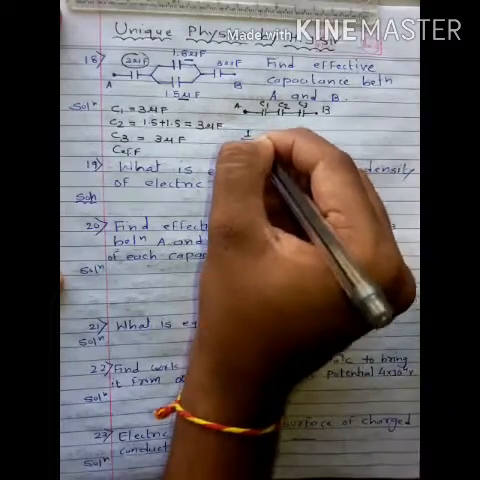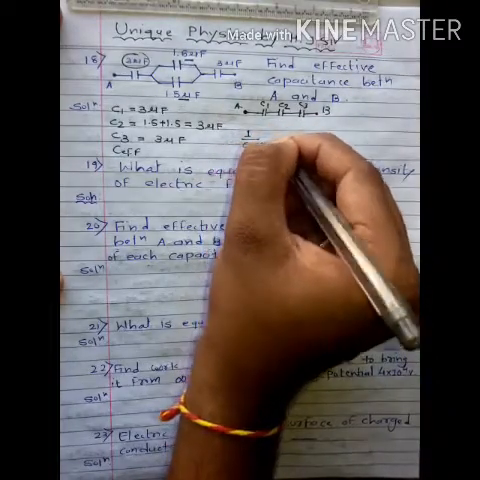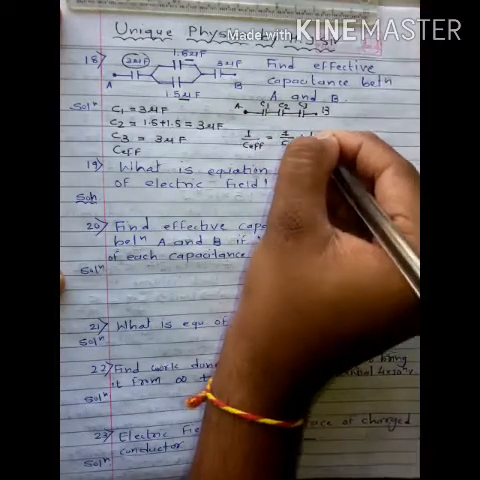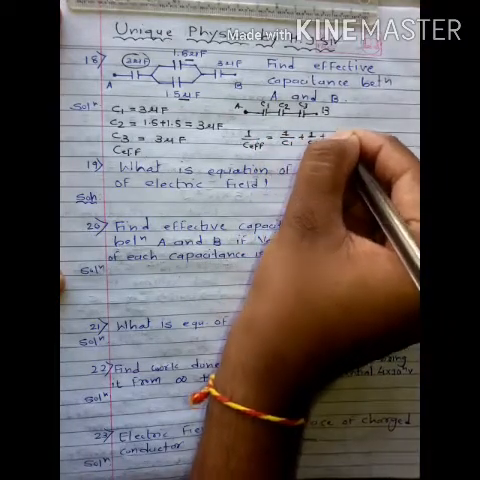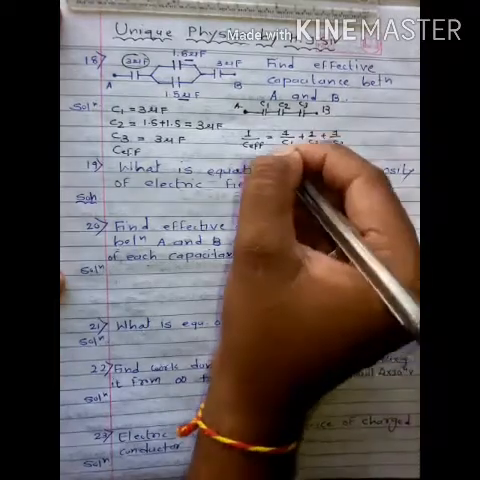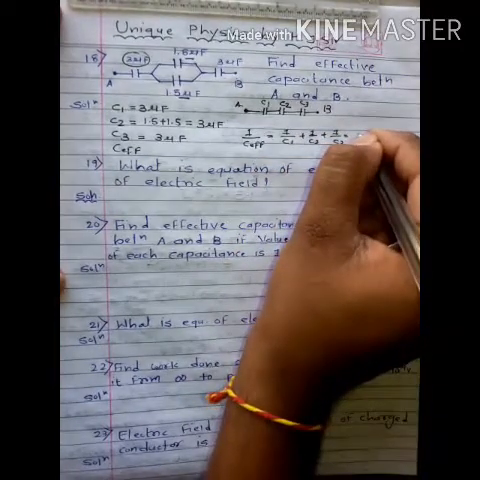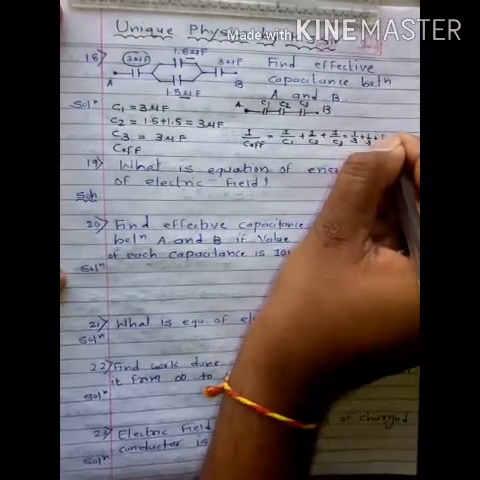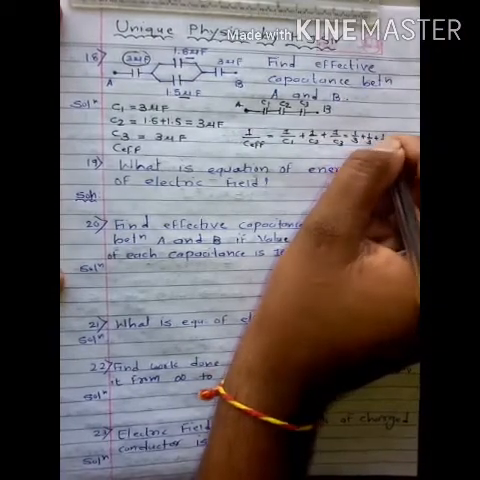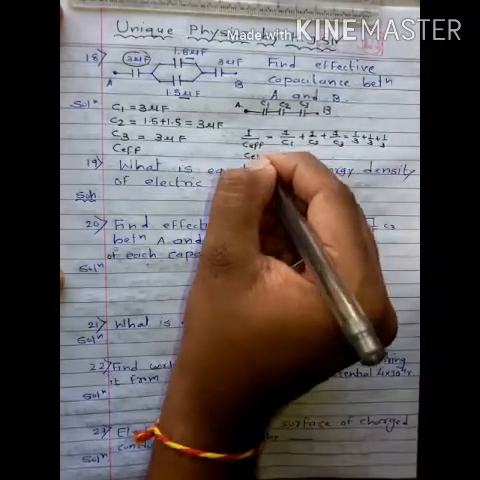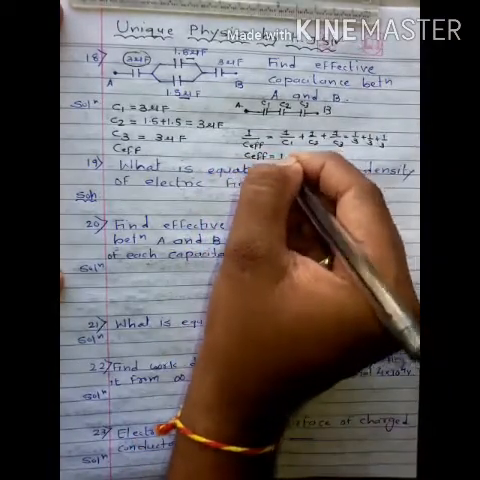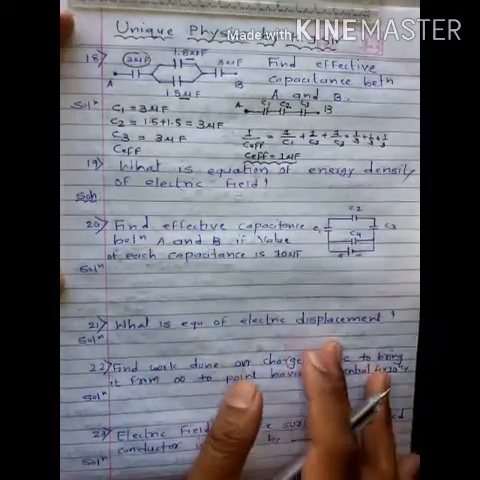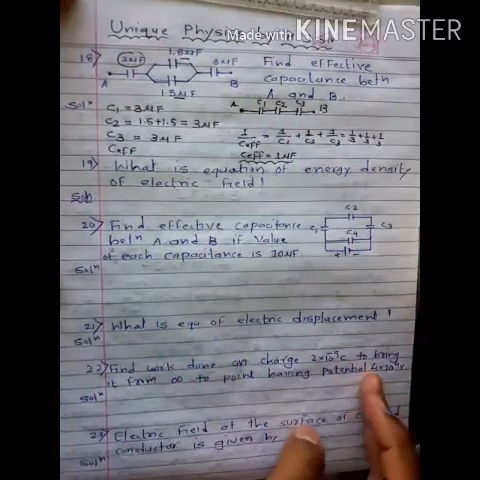So our effective capacitance becomes 1 upon C effective is equal to 1 upon C1 plus 1 upon C2 plus 1 upon C3, means 1 upon 3 plus 1 upon 3 plus 1 upon 3, means 3 by 3. So your answer is 1. Therefore, effective capacitance is 1 microfarad. Clear? This is our circuit based MCQ.